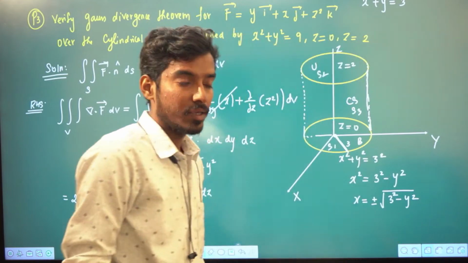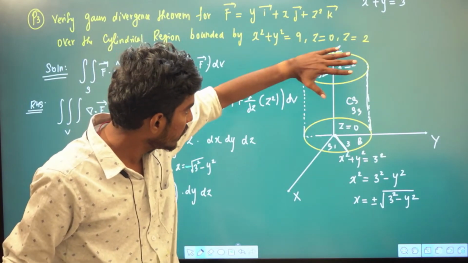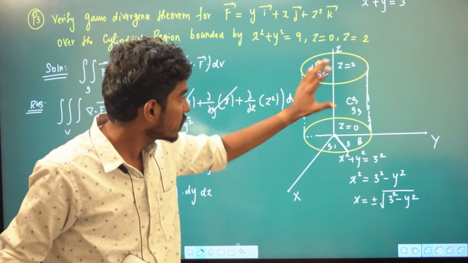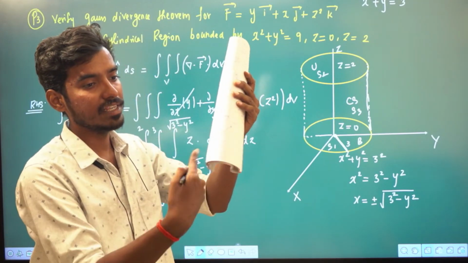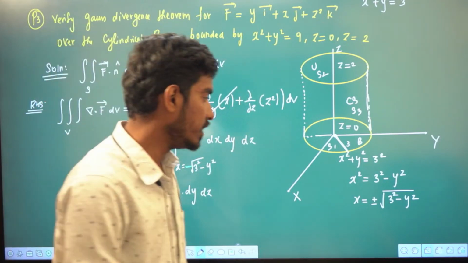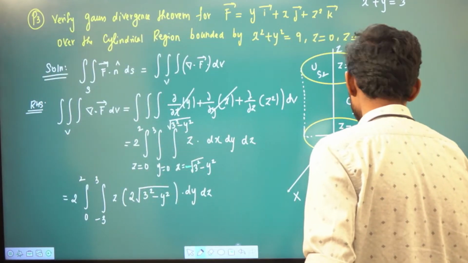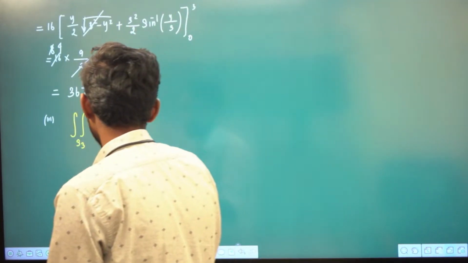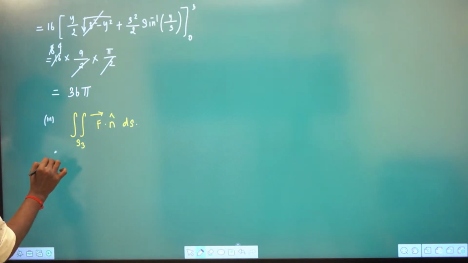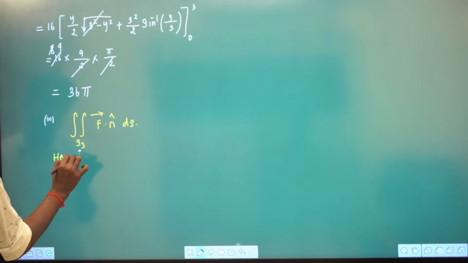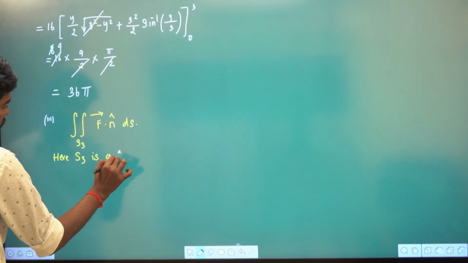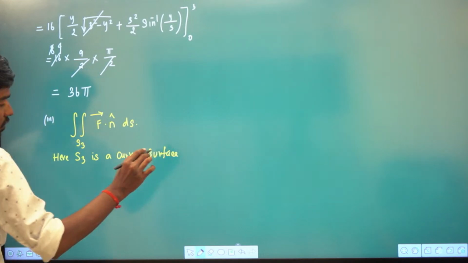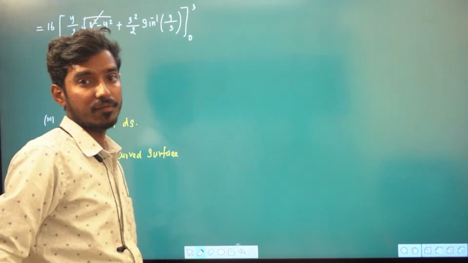Is it clear? Here z is fixed, xy is varying. You can go by the previous methods. But in this curved surface area, all x, y, z are varying. In that case, you need to find n cap and dS using the formula. So S3 is a curved surface in which all x, y, z are varying.